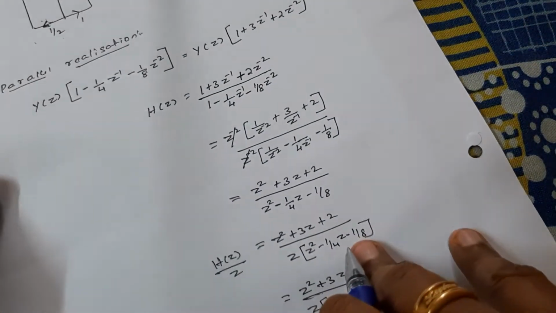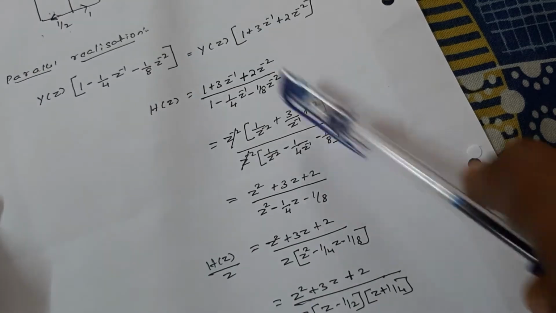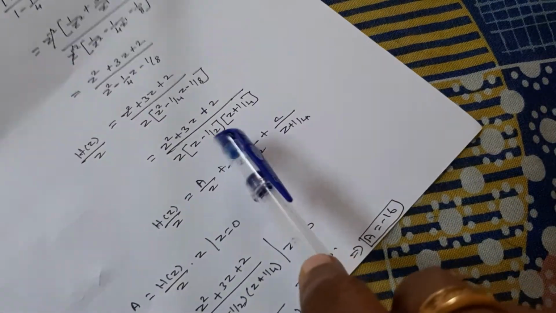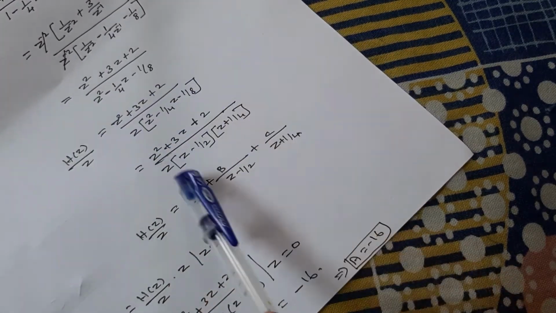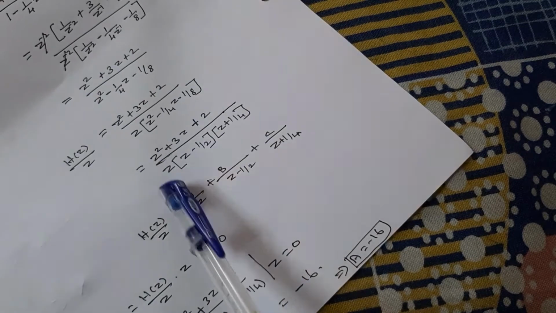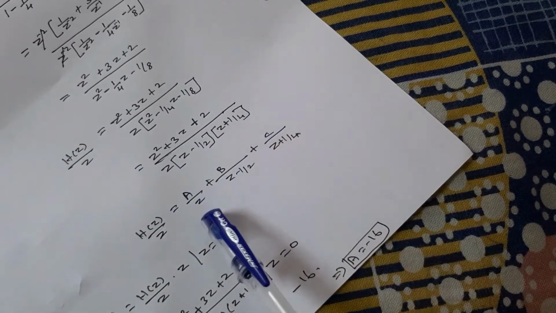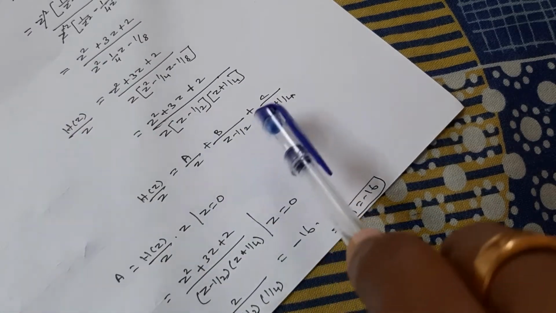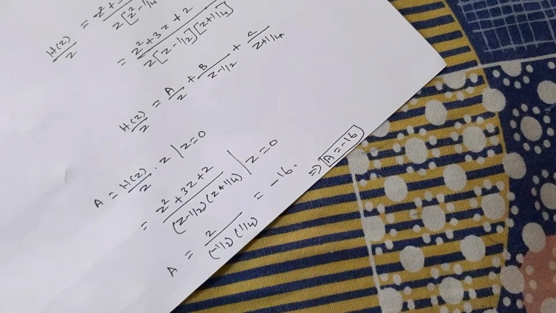And next, parallel realization is h1 of Z plus h2 of Z. So here also you want to find h of Z. After finding h of Z, now you want to simplify this value. Factorize only the denominator, because if we want to use the partial fraction method, the denominator must be in factorized form. So factorize the denominator. Then we will get A by Z, B by Z minus 1 by 2 and the other one is C by Z plus 1 by 4.